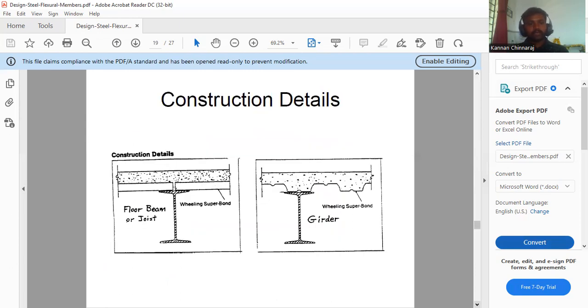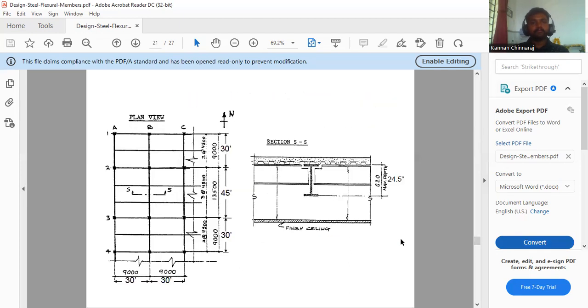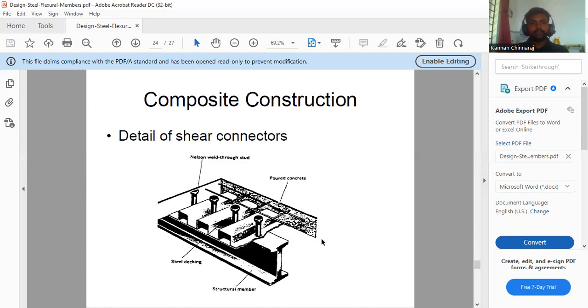This is the construction details. This is the section of the beam. This one is floor beam joints. Here, beam and support bond. This one is girder. Also, the plan view is given and the section view is also given. This is the plan of the building, and here the sectional view of the beam is given. KBC minimum distributed live loads are also given in this table.